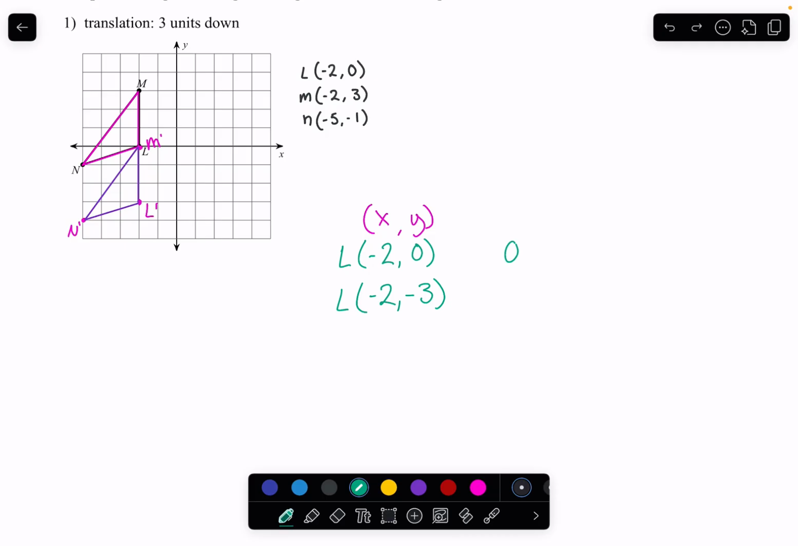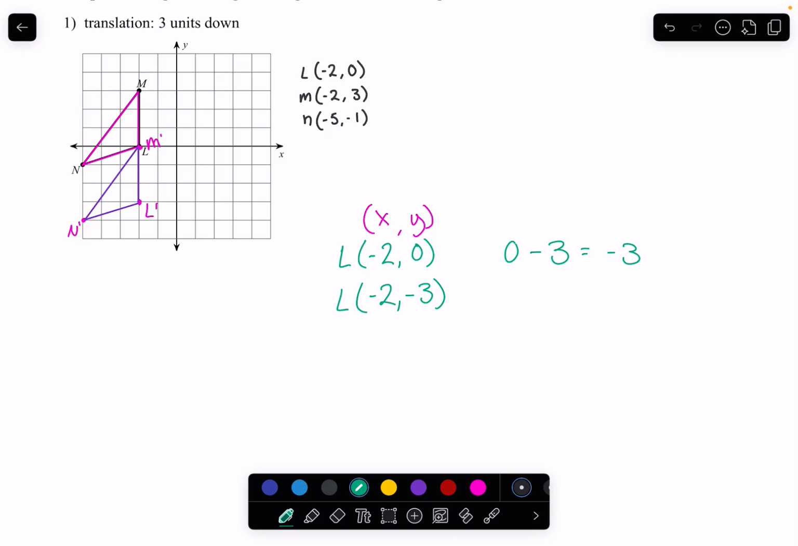All we did is we took 0 and we subtracted 3 from it to get to -3. And that's how we do transformations. We just have to think, okay, are we adding to or subtracting from any of the points? And if we are, well, is it the x coordinate or the y coordinate?